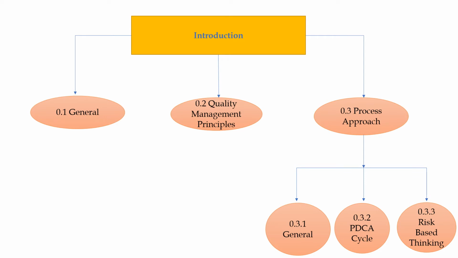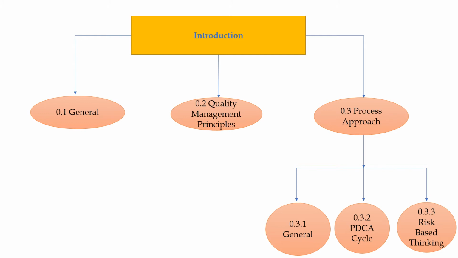This QMS, or these ISO standards, are divided into two categories. The first one is the introduction. The second one is the content of ISO 9001:2015. When it comes to the introduction, it has been subdivided into three parts. The first one is the general aspect. The second is the quality management principle. The third is the process approach.